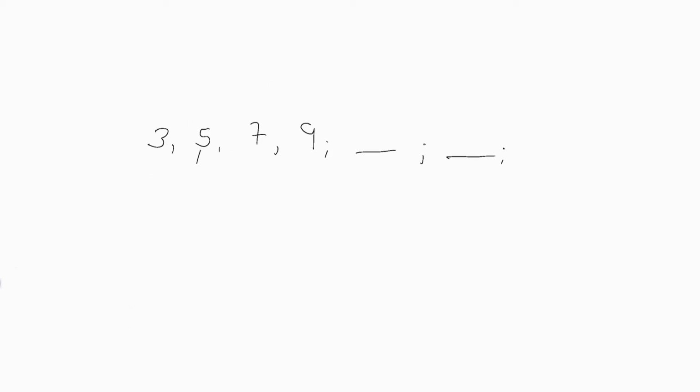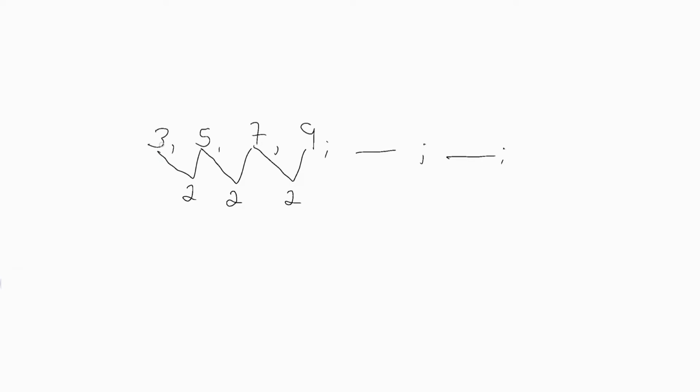So 5 minus 3 is equal to 2. 7 minus 5 is equal to 2. 9 minus 7 is also equal to 2. So it seems we are getting a common difference. So what does that mean? It means this sequence is an arithmetic sequence. And with the common difference that we have, we are now going to be able to get the next two terms. We are going to use that common difference.